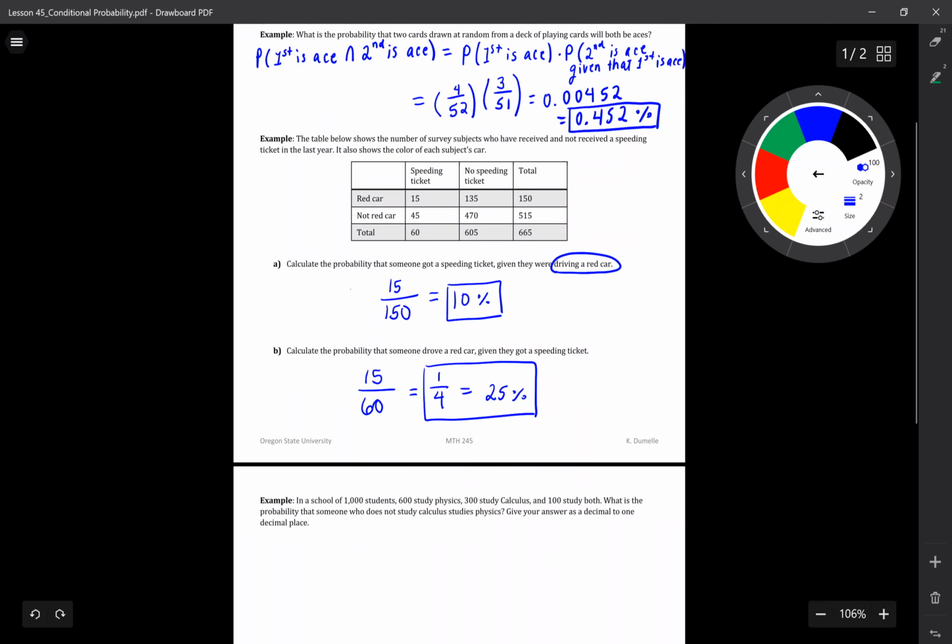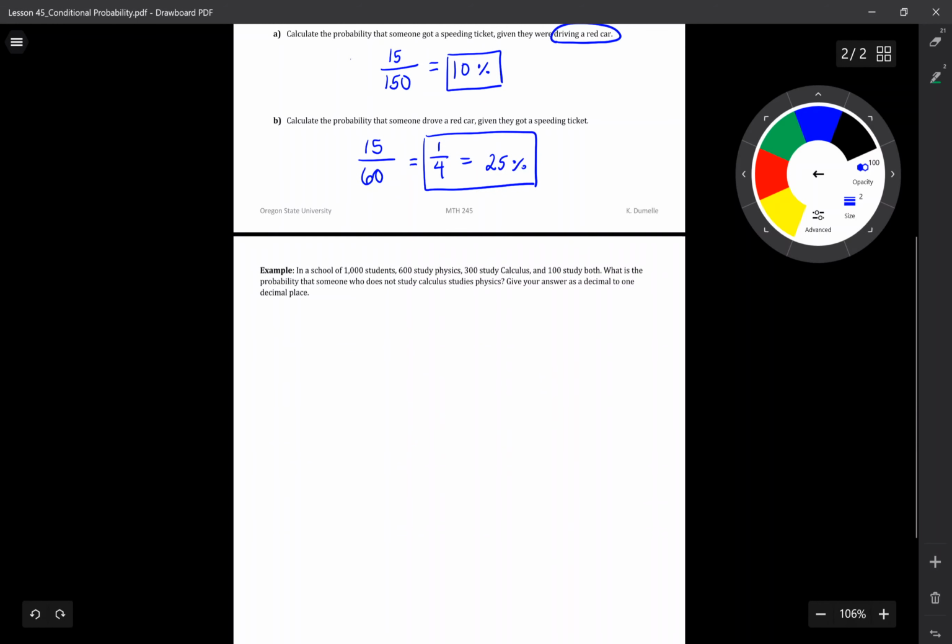Okay, in the next example, the last one, we are actually going to construct this table on our own. So we have a school of 1,000 students, and 600 of them study physics, 300 study calculus, and 100 study both. What is the probability that someone who does not study calculus studies physics? Give your answer as a decimal to one decimal place. Okay, so we want the probability that a student studies physics given they do not study calculus.